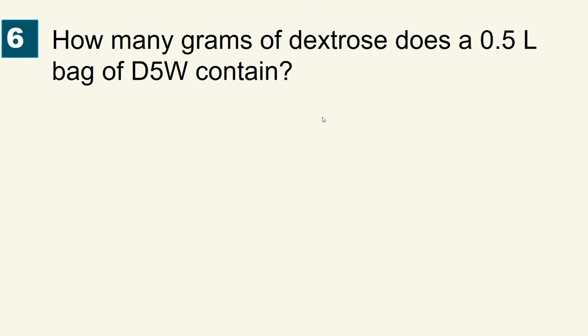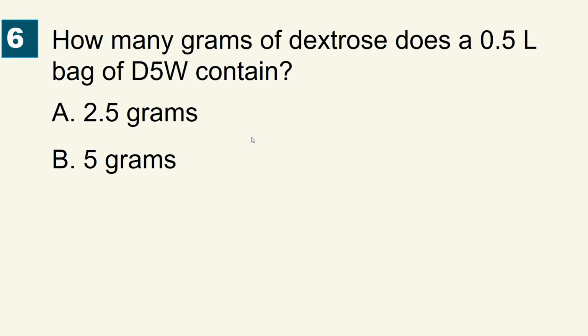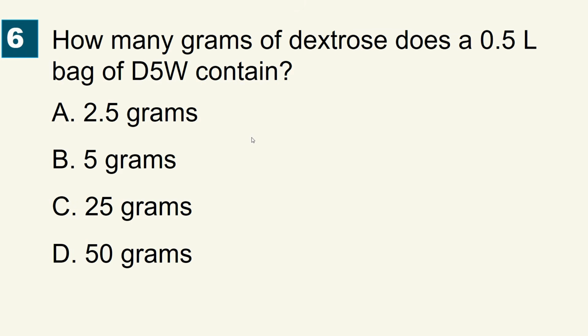How many grams of dextrose does a 0.5 liter bag of D5W contain? D5W stands for dextrose 5% in water. Here A. 2.5 grams, B. 5 grams, C. 25 grams, and D. 50 grams. The correct answer is 25 grams.